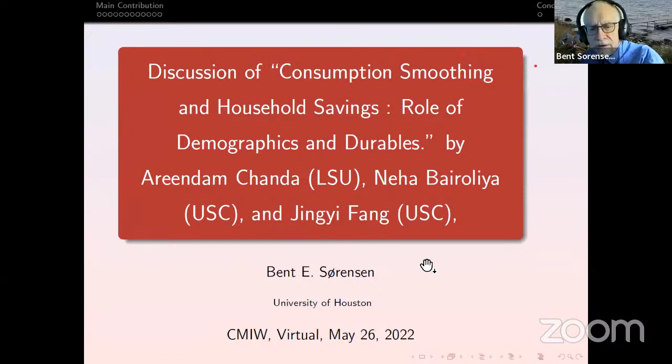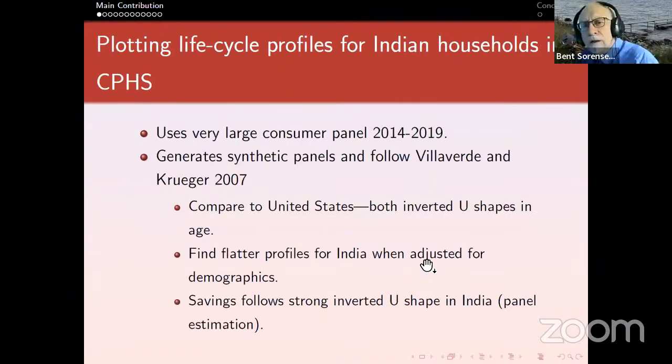So here we go. The paper focuses a lot on plotting life cycle profiles for Indian households, as we saw. And it uses a very large consumer panel. It's a very impressive size data set. So I am a little bit confused about the statement that it covers 90% of the Indian population. I mean, 175,000 people are not 90%. So it must mean that certain well-specified subgroups are not covered, but which are those?